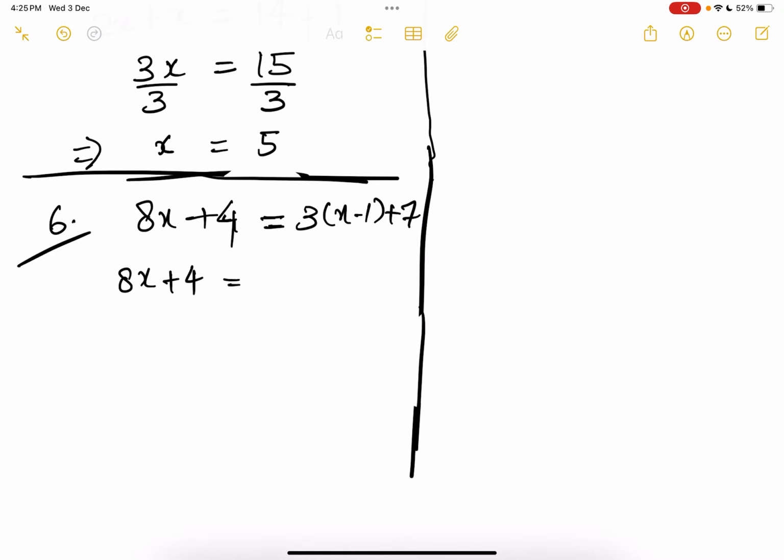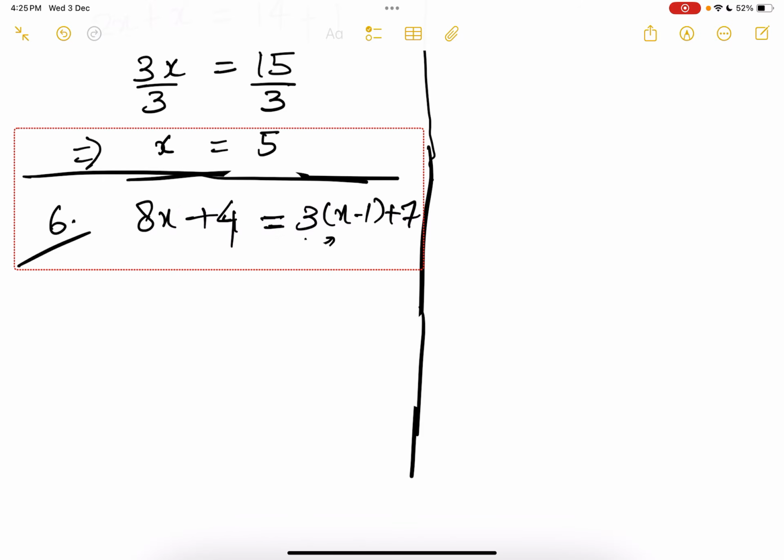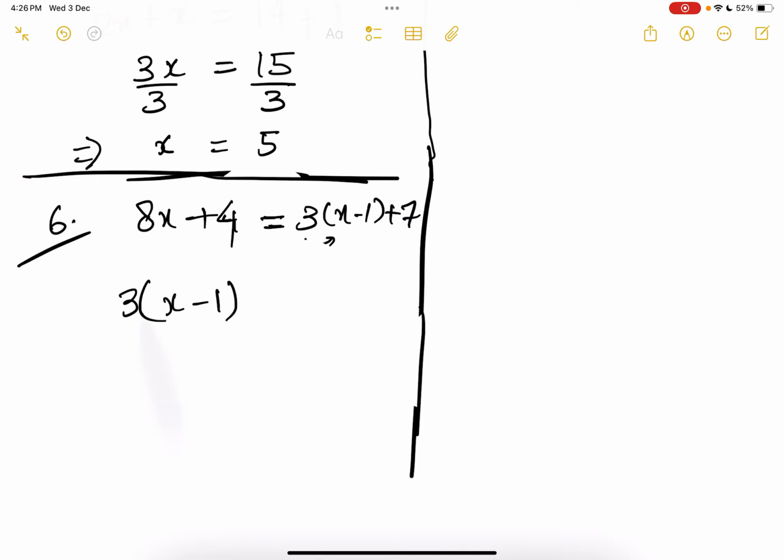See, 3 times x minus 1 is there, so you need to multiply. Now if you don't know about multiplication, I'll teach you in very simple terms. You need to solve this. A number next to a bracket means multiplication, you have studied that in BODMAS. In algebra, you need to multiply 3 with each term inside the bracket. 3 into x is 3x, 3 into minus 1 is minus 3. This is how you will open the bracket.